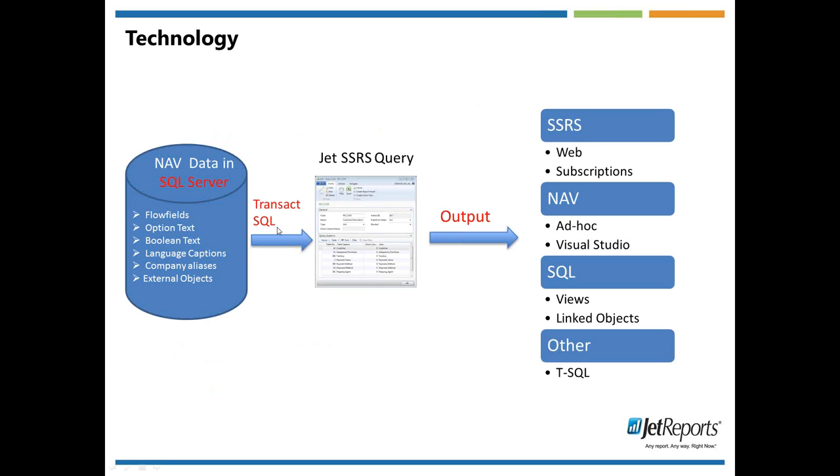So let's just talk briefly about what the technology involved is when we run a Jet SSRS report. We have all our data here in SQL Server, and so what happens there is we have a query in the middle that issues a Transact-SQL statement to SQL, selects the data out, and then the output comes right out. And there's all these different areas we can take this output to. We can take it out to SQL Server Reporting Services, right into use it inside of NAV, inside of SQL or any other Transact-SQL compliant software. So there's a lot of different things we can do. We're not going to get too in depth in this, and we'll see a lot of these features as we go through today.